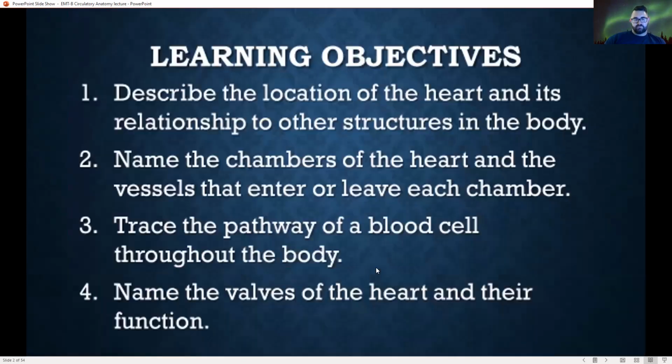All right, so starting off, we need to talk about some objectives I have for this. I want you to be able to describe the location of the heart and its relationship to other structures in the body. Where is it, and why is it there? We're going to name the chambers of the heart and the vessels that enter or leave each chamber. We're going to trace the pathway of blood cells through the body and through the heart. We're going to name the valves of the heart and their functions.